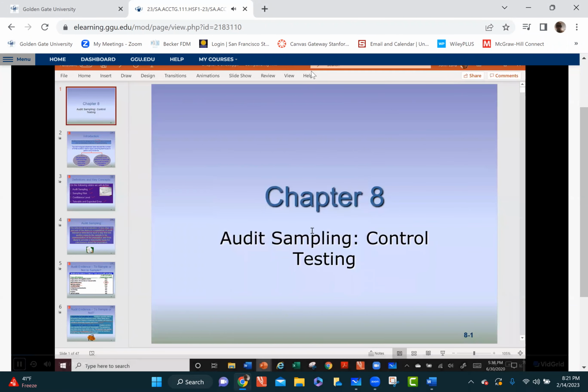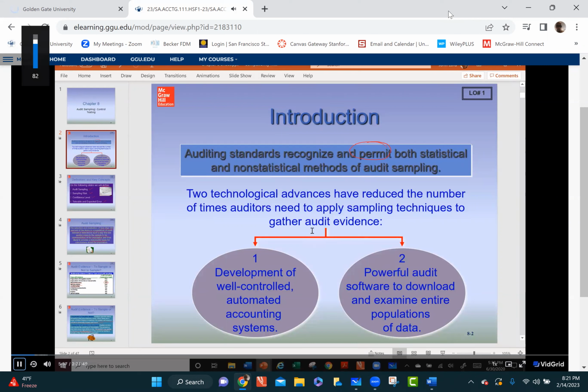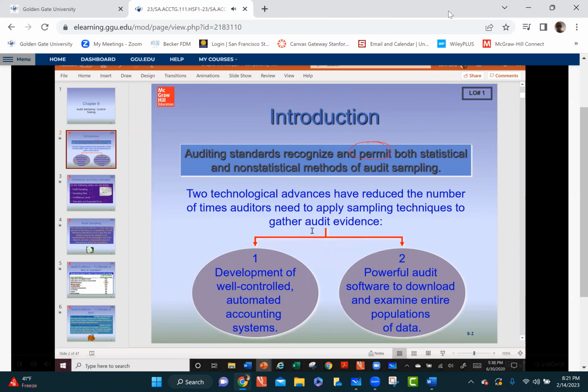Okay, so let's just go ahead and we're going to start out, even though this particular chapter is focusing on testing, sampling that we'll use for testing of internal controls, something called attribute sampling. We're going to start out with some more basic definitions that are applicable to audit sampling in general.